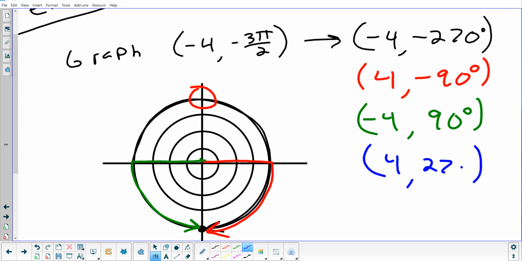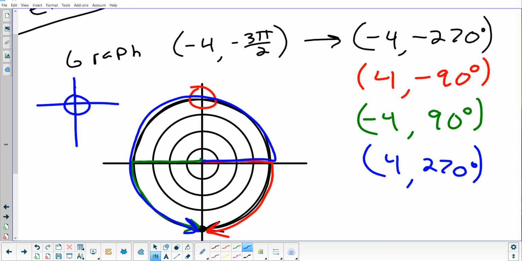270. So you have 2 ways to get there by going right, 2 ways to get there by going left, clockwise and counterclockwise for each one. So that means in polar, there are up to 4 basic ways to get to a point. Up to 4. Some only have 3. An example of one that would only have 3 would be something like this.